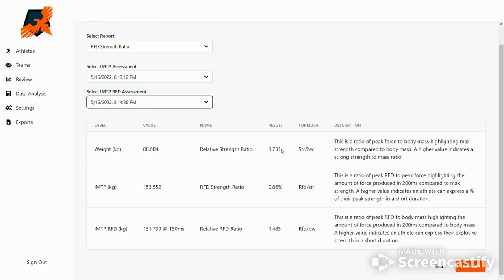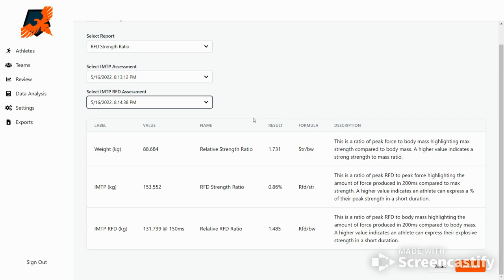So here we are with a 1.731. It's strength divided by body weight. It is a ratio of peak force to body mass, highlighting max strength compared to your body mass. So a higher value indicates a stronger strength to mass ratio. Why is relative strength important? Relative strength is important solely because it is your ability to move weight in relation to your body.